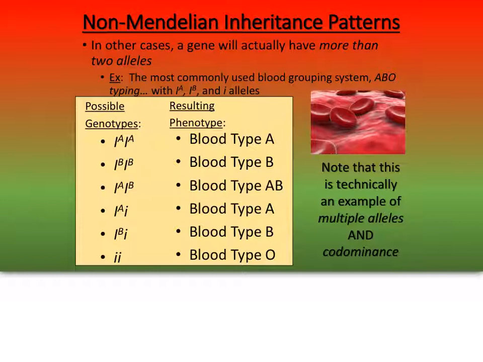A classic example of this in humans is the blood typing system we're all more familiar with, which is the ABO blood typing system. In this system, you can have an A allele, you can have a B allele, or you can have an O allele. Now, this is an example of multiple alleles, so you have three to choose from. It's also an example of codominance, because if you notice here, A and B are both dominant to the O allele, but A and B are actually codominant to each other. So if you have both, you get both.